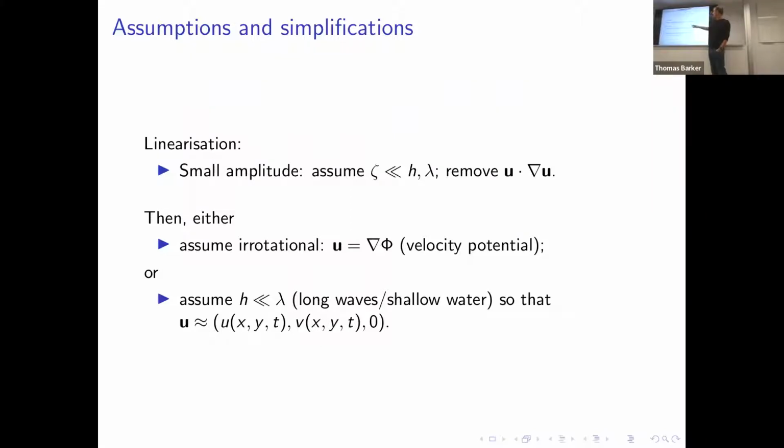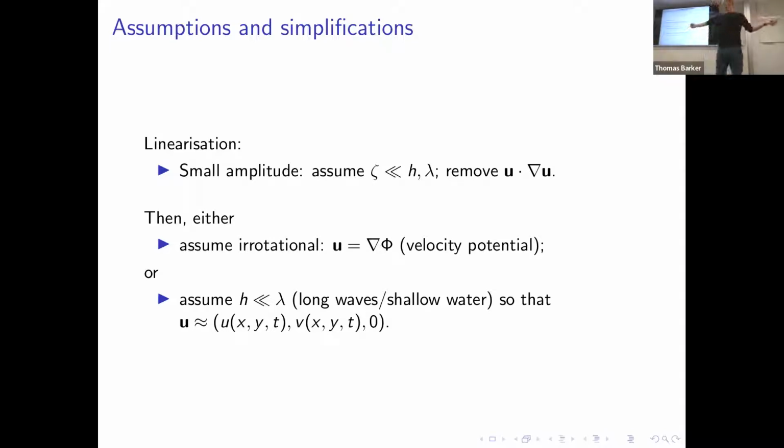I can either decide that the fluid is, I'm thinking of ocean waves here, on a big enough scale that I'm going to assume there's no vorticity and that I have an irrotational flow, and I can introduce a velocity potential. And that will take me down one route where I can start thinking about the full three-dimensional problem.